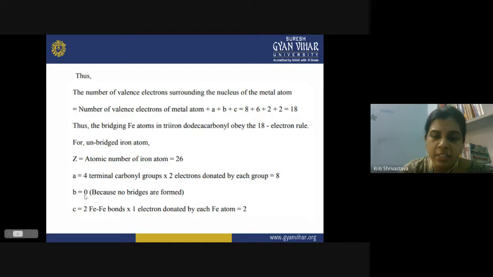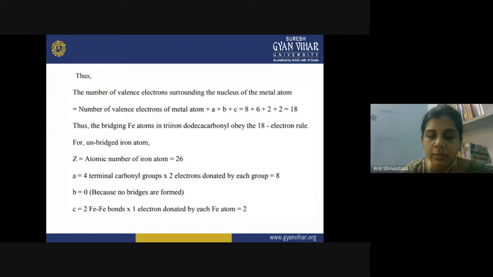Then B will be 0. Why? Because there are no bridges. No bridging carbonyls are present here. And lastly, the number of electrons coming from the metal-metal bond. We know that each iron atom is forming bonds with the other 2 iron atoms. We have 3 irons in total, and each iron forms a metal-metal bond with the other 2 iron atoms. So again, 2 electrons are coming from the metal-metal bond. So the value of C would be 2.